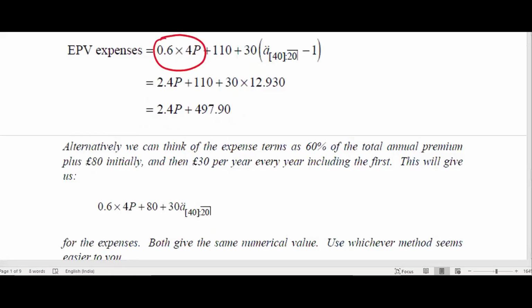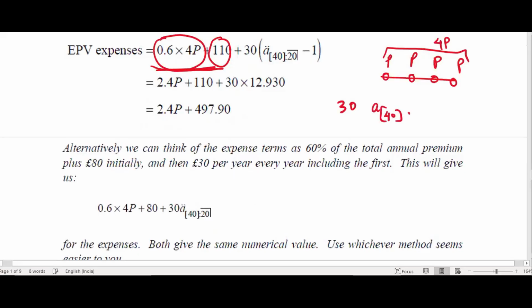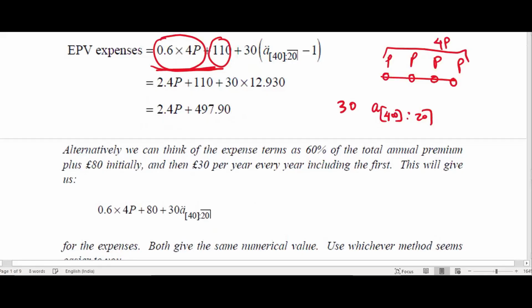60% of the annual premium. Annual means here quarterly you are paying premiums, but you have to consider annual premium P. On annual premium 4p, you have to take 60%. You go through the question and see it once again. And 110. So this is your initial expense. Renewal expense, either you write 30 A, it's select mortality. This way you write. Or if you write a dot here, you have to subtract 1.